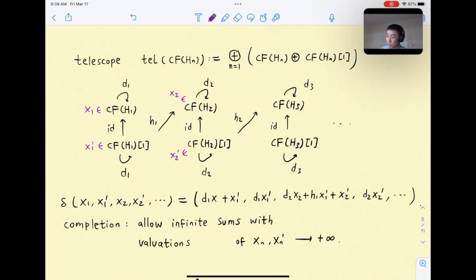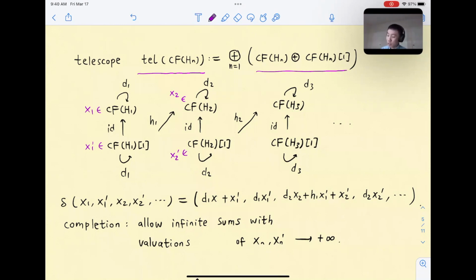So how is it defined? The telescope of this sequence of complexes, at the chain level, is just a big direct sum. For each CF(H_n), we have two copies of them. One is degree shifted by 1, and we just direct sum all of those together.